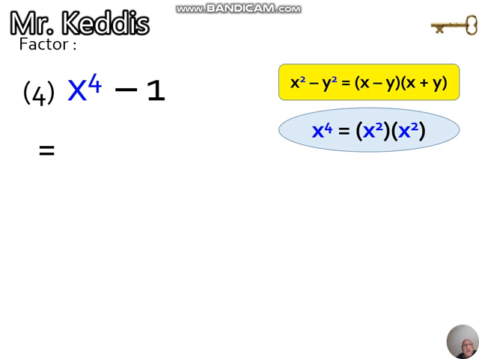To factor x to the power of 4 minus 1, x to the power of 4 means x squared times x squared. This means (x squared) quantity squared, and I can write 1 as 1 squared. Because x to the power of 4 means x squared times x squared, means (x squared) quantity squared, minus, and I can write 1 as 1 squared. And this became the difference between two squares.